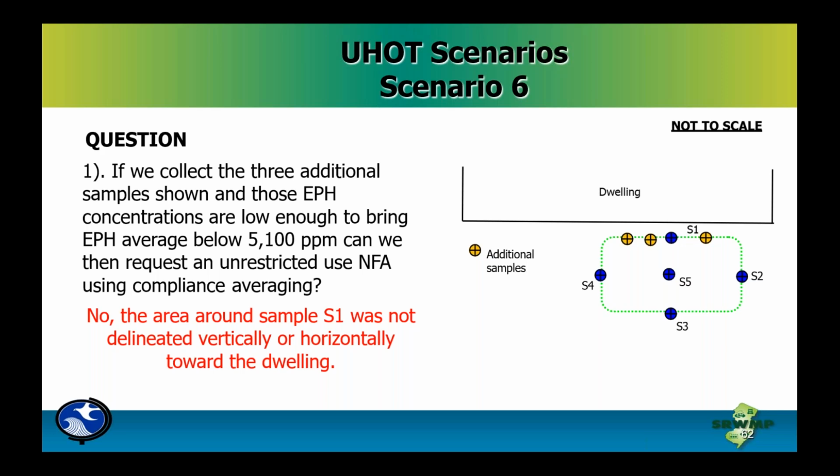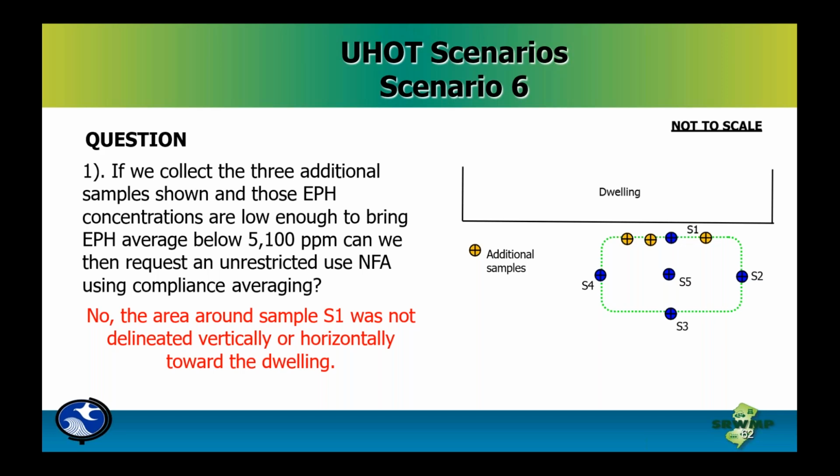Almost. To do compliance averaging, you're not supposed to have more than 9 samples. But Greg, we only have 8 in this example. But if you're going to take one under the building and you're going to do one vertically under S1, you are now at 10, which requires the 95 UCL. In addition, Greg was right, you're not supposed to take extra samples, so probably one of the 2 to the left of S1 might be considered an extra sample and not needed. So you just have to be careful about which samples and where you take them.